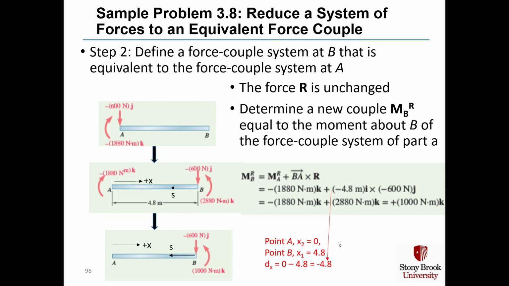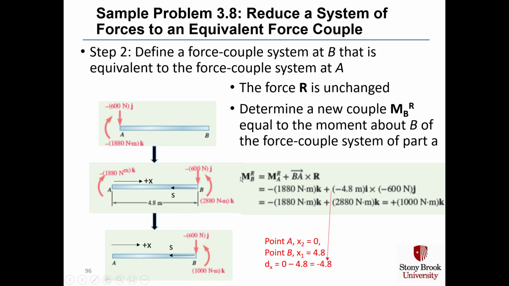In step 2, we define a force couple system at B that is equivalent to the force couple system at A. The force R remains unchanged. It's going to be minus 600 newtons at A, and it's going to be minus 600 newtons at B. We just need to figure out how do we convert this minus 1,880 Newton meter in k moment at point A to move it from point A to point B.